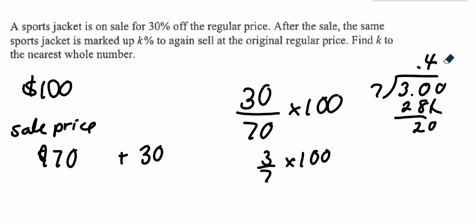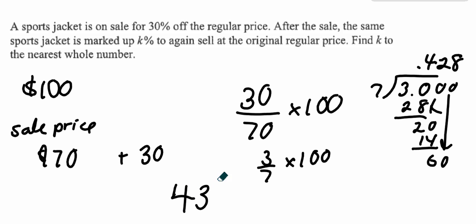Okay, so we're going to end up with a 2 there. We'll get 14, have a 6. So that'll be an 8, and so on. So if we took this number and times it by 100, we'd get 42.8. So to the nearest whole number, that means 43%.